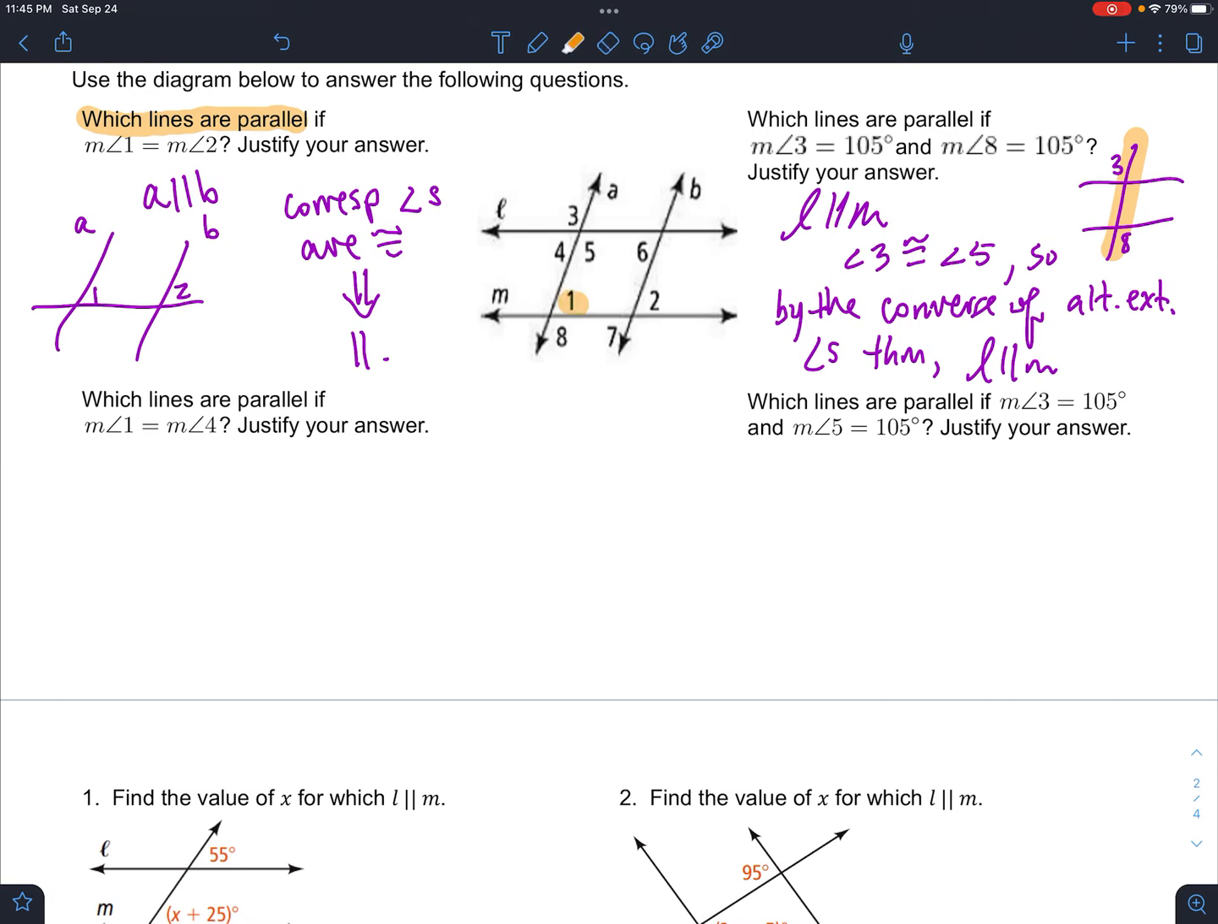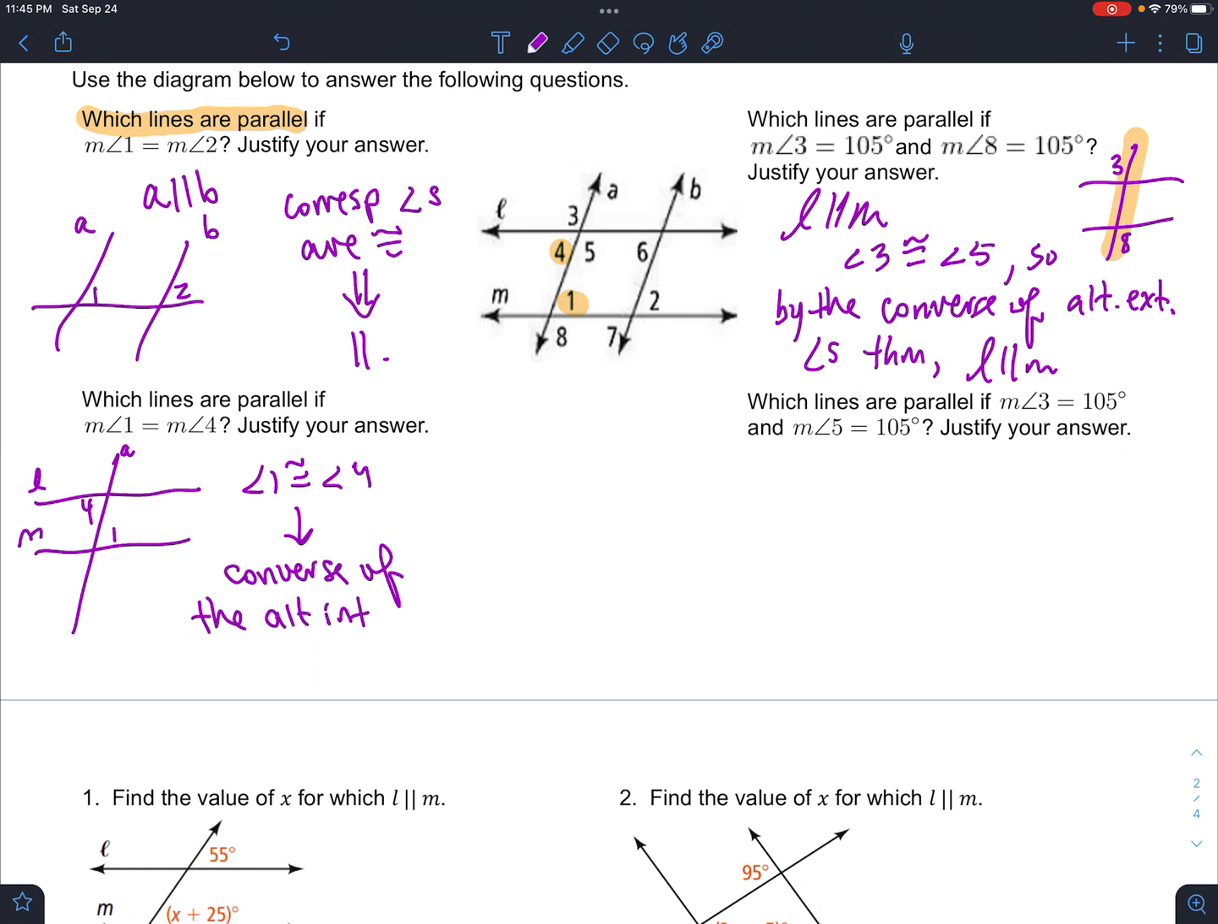If we had angles 1 and 4, what do you think? 1 and 4? Well, 1 and 4 are both on A, and A crosses, we don't know they're parallel, but it crosses L and M, and because these are congruent, we use the converse of the alternate interior angle theorem, which means that L and M are parallel.